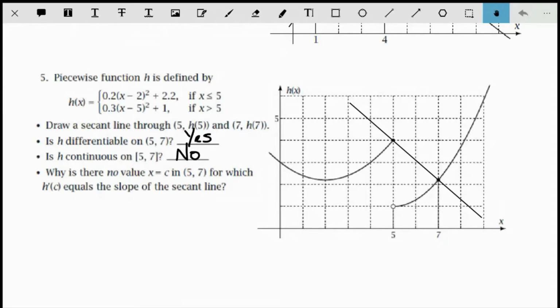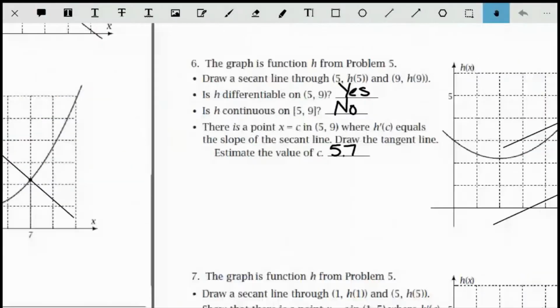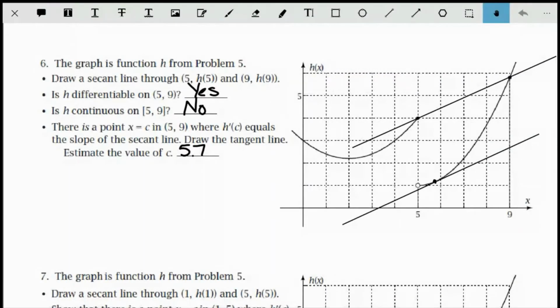Clearly it's not, because I have this function value up here for 5, and then the rest of the graph jumps down to this other branch between 5 and 7. So the function is not continuous. And notice that there's not a point where the slope of the tangent is equal to the slope of the secant on that interval. All right, next one, we're looking at the interval now from 5 to 9.